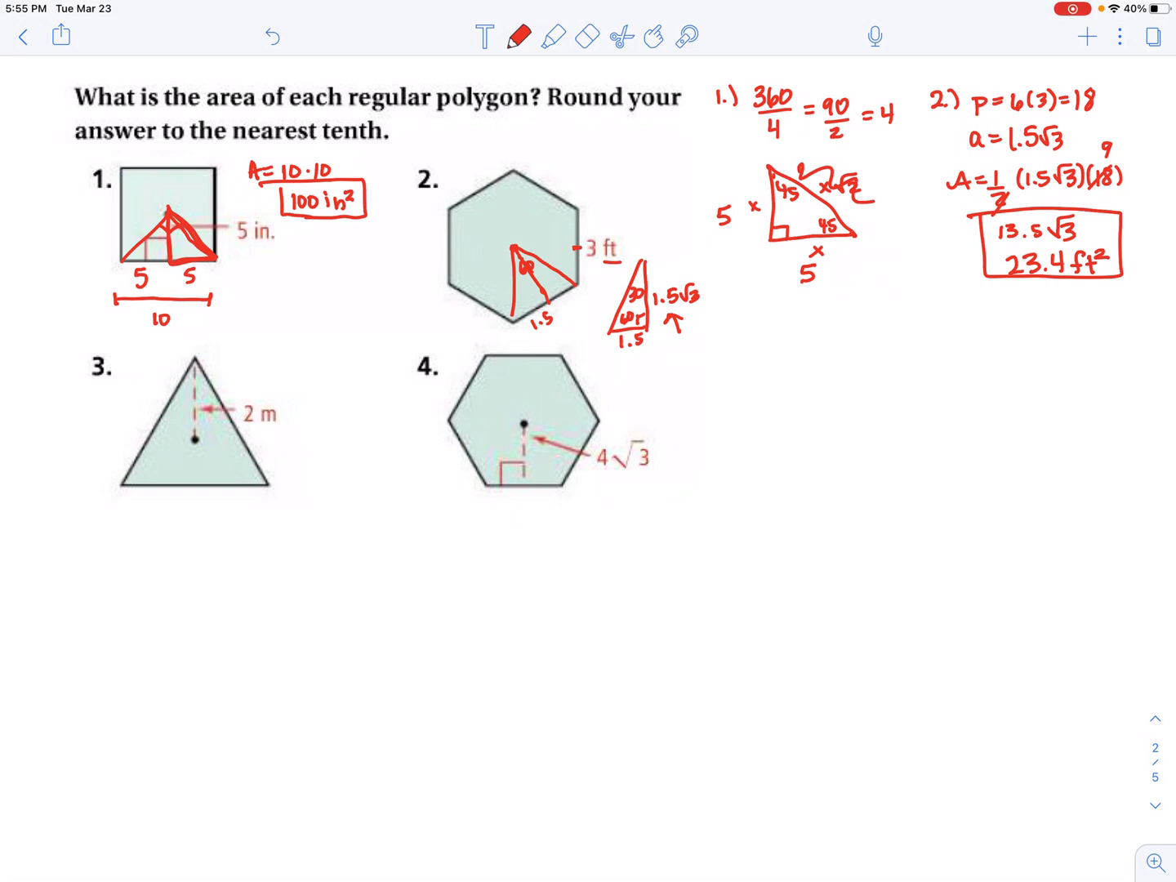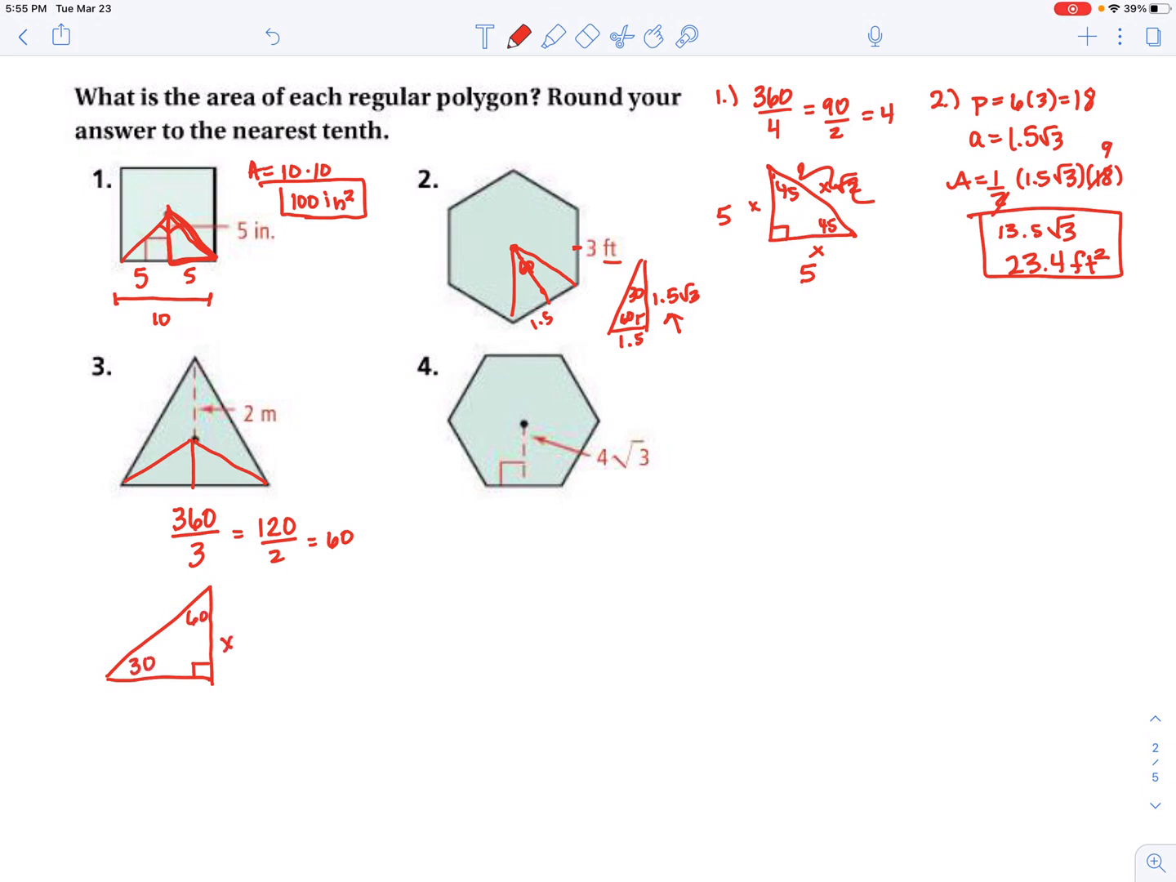Number 3, again, if I divide this into triangles, I have 3 different triangles. So 360 divided by 3 is 120. And then 120 divided by 2 is 60. So if I divide that by 2, I'm going to draw just a bigger triangle here. Oops. Sorry about that. That's a pretty good part of a hyperbola. Anyway, we'll talk about that next year. Okay, so this angle is 60. That means this one is 30.